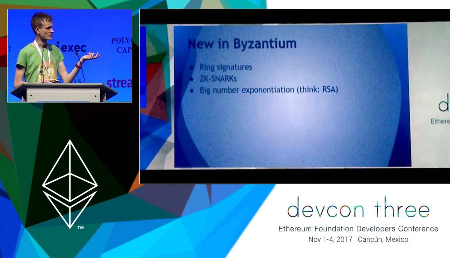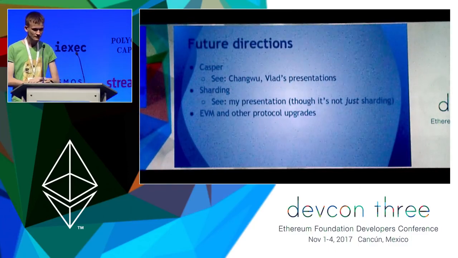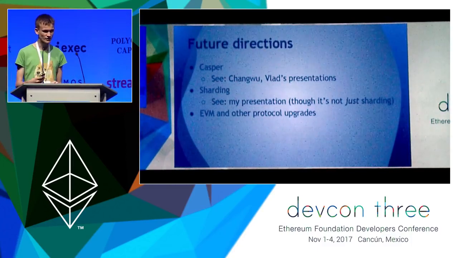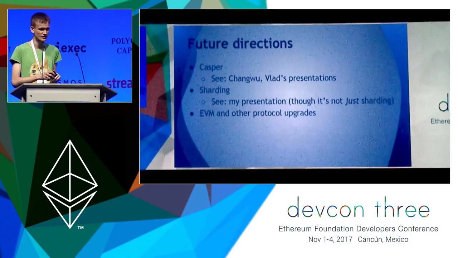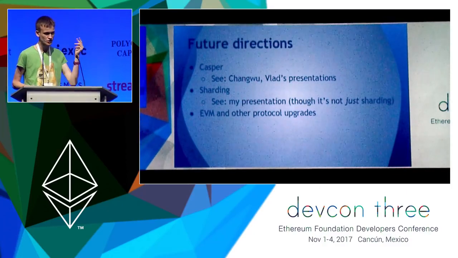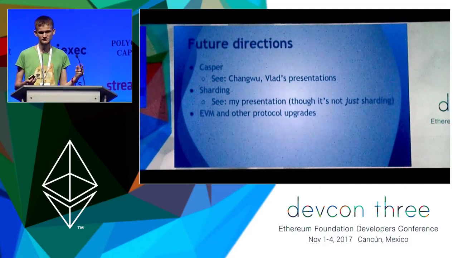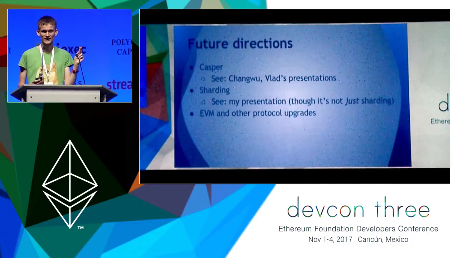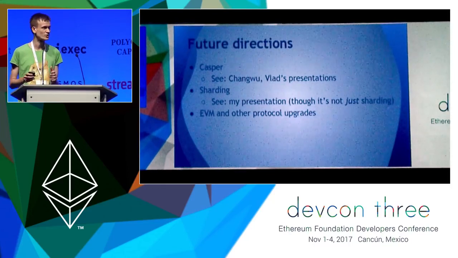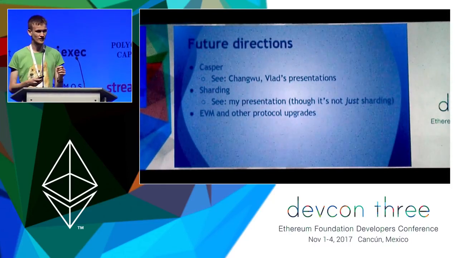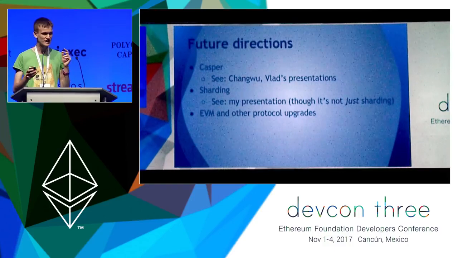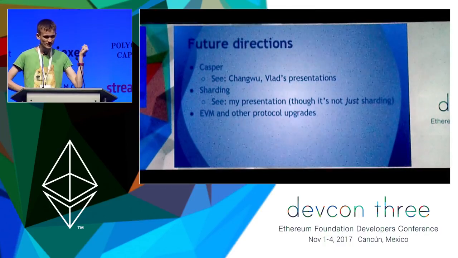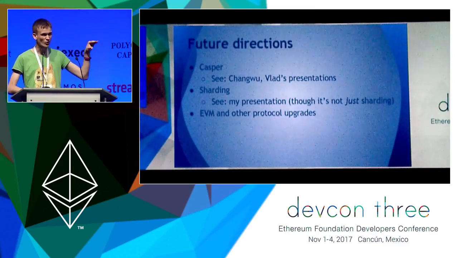So future directions. So Casper, see Cheng Wu presenting right after me. Vlad is going to also present about his version of Casper called Casper CBC. Sharding. So see my presentation basically right at the end of today, though I will say that it's not just about sharding, and it actually does kind of get significantly broader than that. Also just this long tail of kind of EVM upgrades, much smaller protocol upgrades. Now, this is future directions for the Ethereum blockchain core specifically.